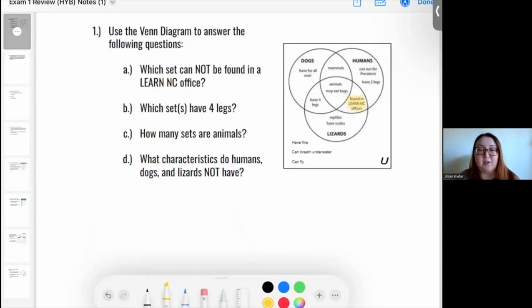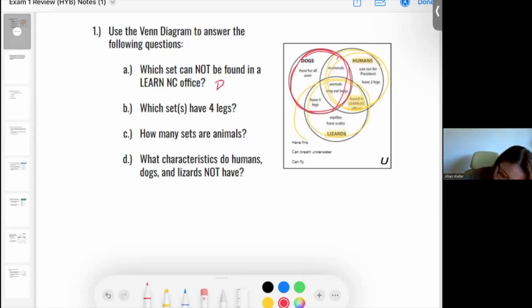We see that it is included in 2 of our sets, our lizards and our humans. We see that for both of those circles, it is included in both of those. So the one it's not included in is the one that it is not located inside. So dogs would be the only set that is not found in a Learn NC office. So we can fill that in, dogs.